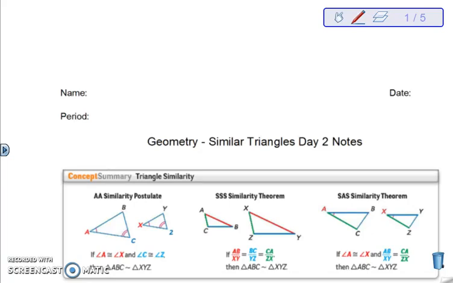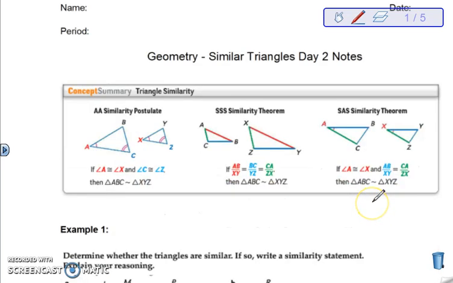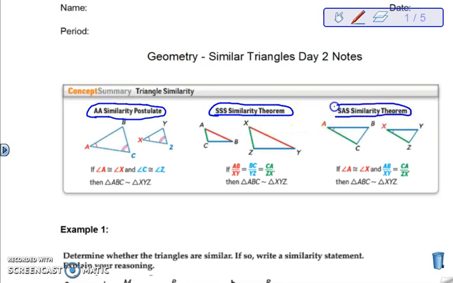Alright, welcome. Today we are talking about similar triangles once again. Notice that today we are looking at a few properties that can help us tell whether or not a pair of triangles is similar. These should look pretty familiar because they're basically the same things we were using to prove triangles congruent. The only difference is that there is no ASA or AAS.